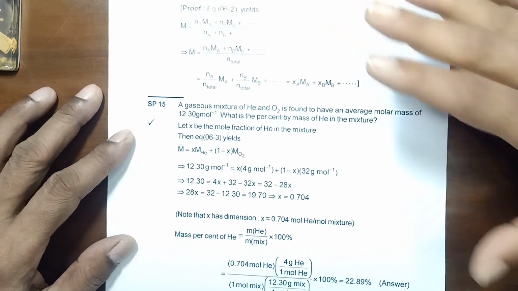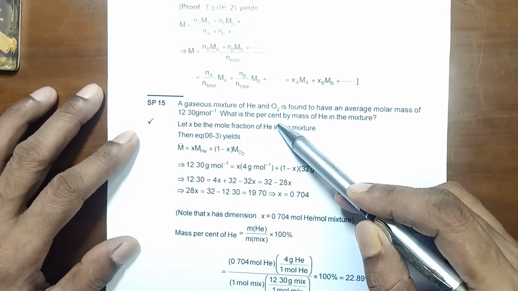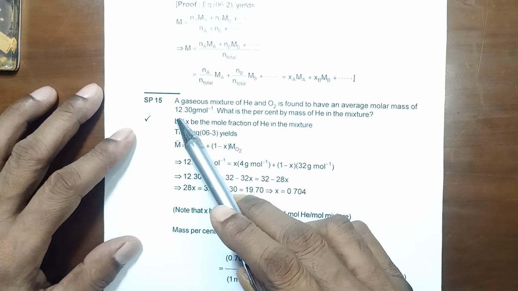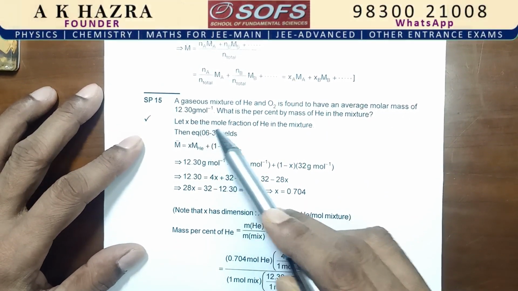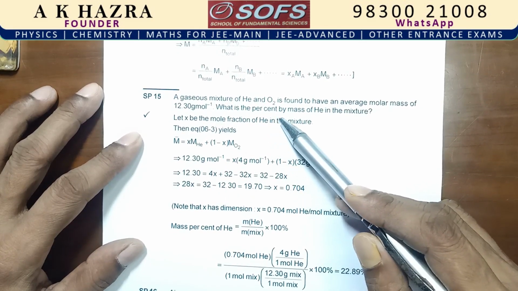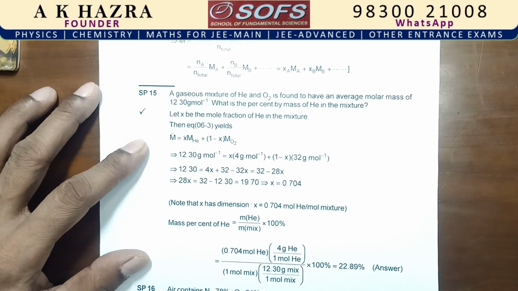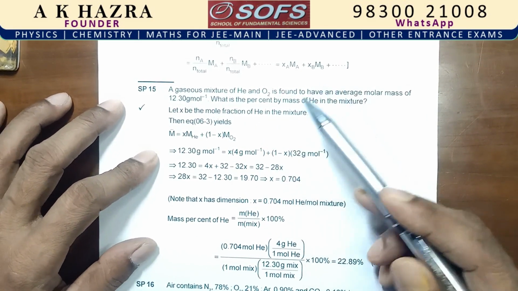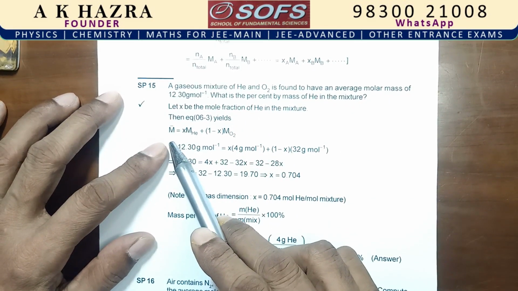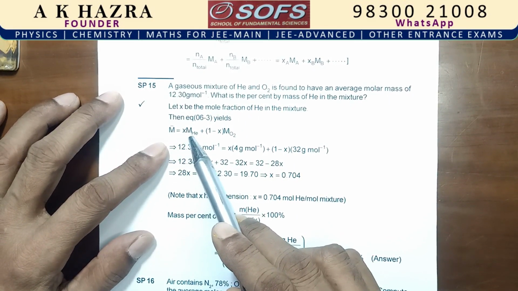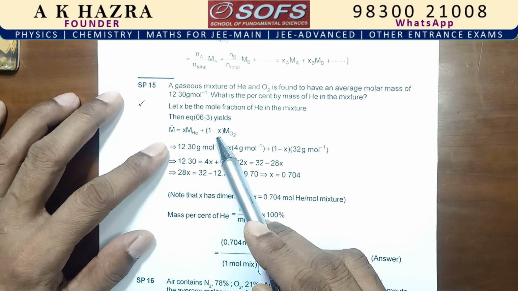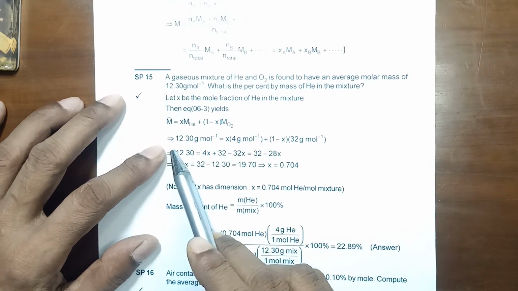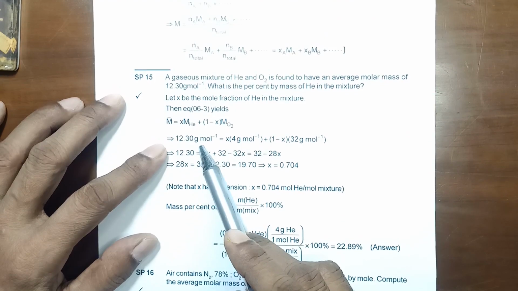Now sample problem 15. A gaseous mixture contains helium and oxygen, and the average molar mass of the mixture is given as 12.30 gram per mole. We have to find the percent by mass of helium in the mixture. Let X be the mole fraction of helium in the mixture. Then you see equation number 63. Average molar mass equals mole fraction of helium into molar mass of helium plus 1 minus X, that is called mole fraction of oxygen, into molar mass of oxygen. It is given as 12.30 gram per mole.